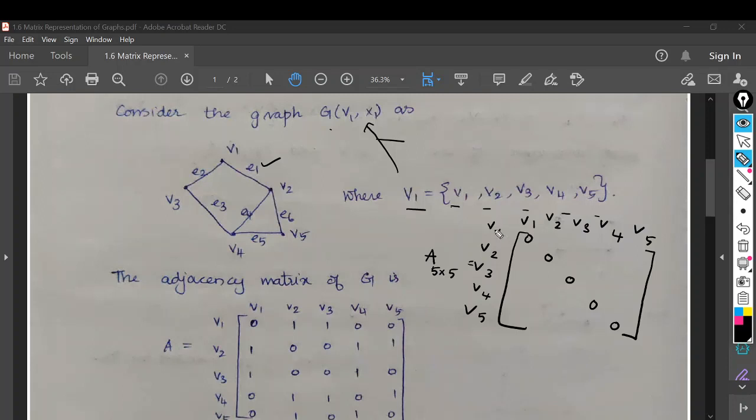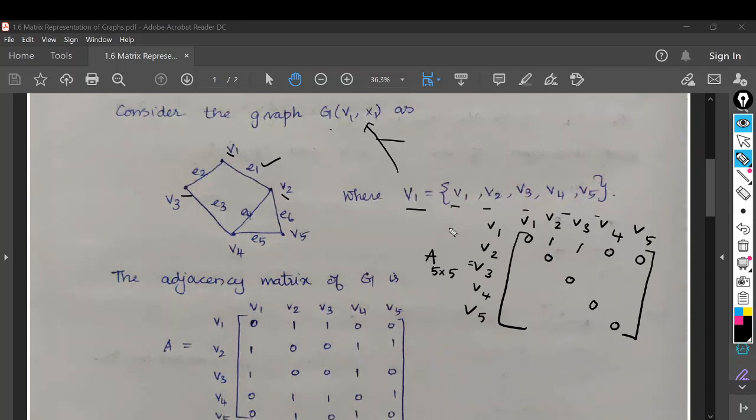Now, V1 is adjacent to V2, so I'll mark 1 here. V1 is adjacent to V3, so I'll mark 1 here. V1 is not adjacent to V4 and V1 is not adjacent to V5, so I have marked 0, 0 there.